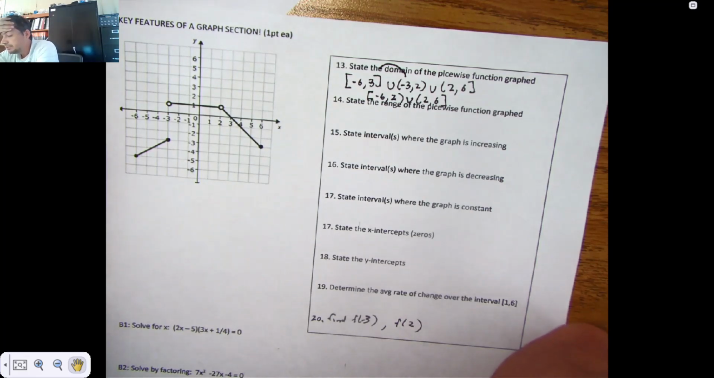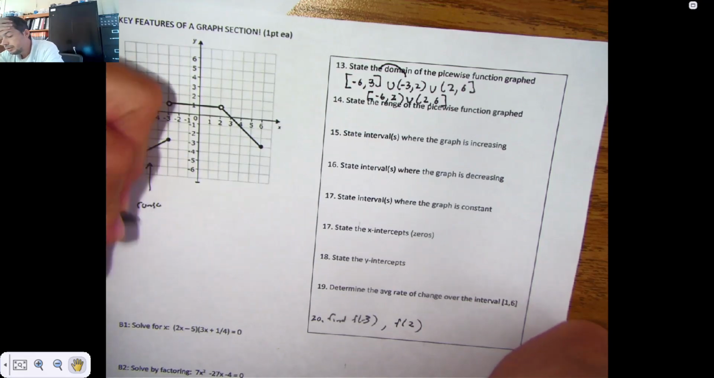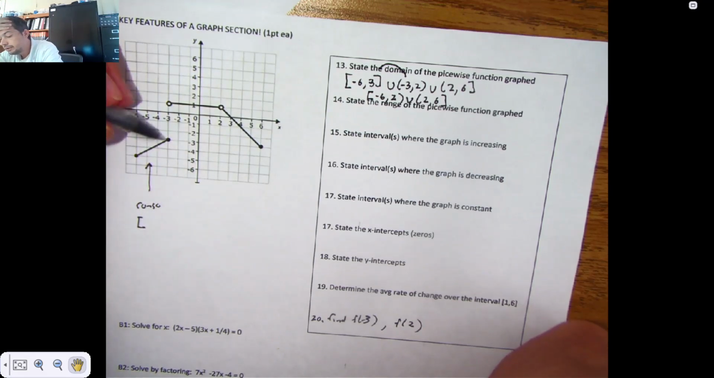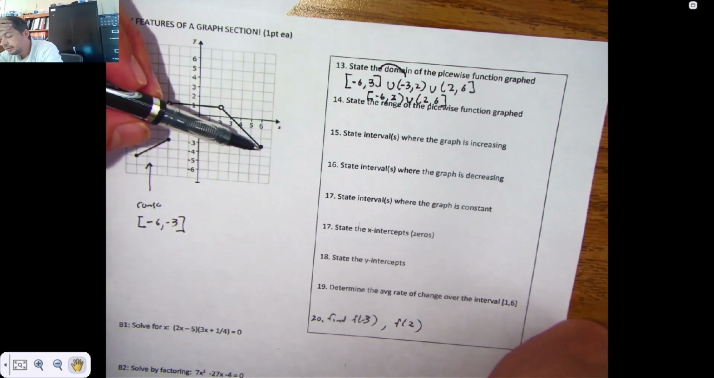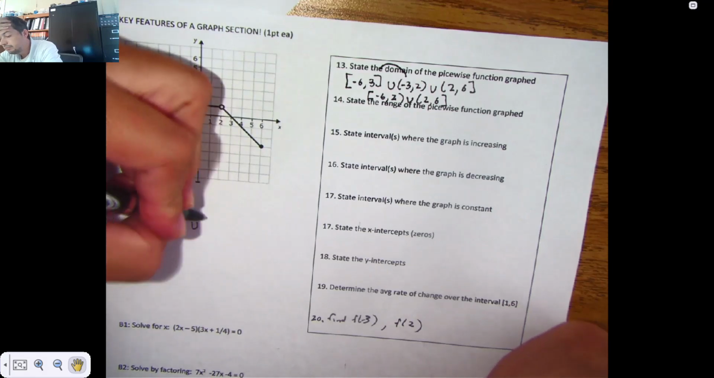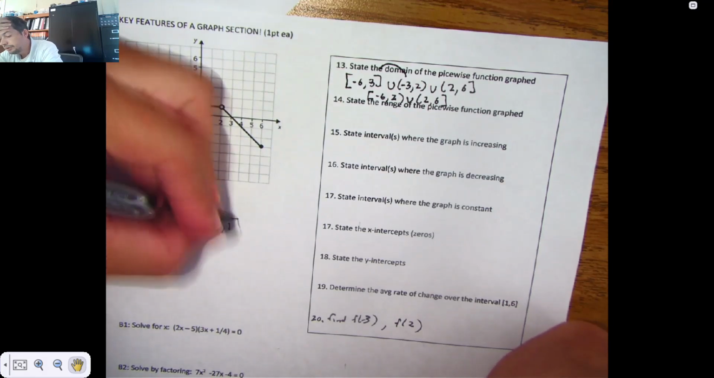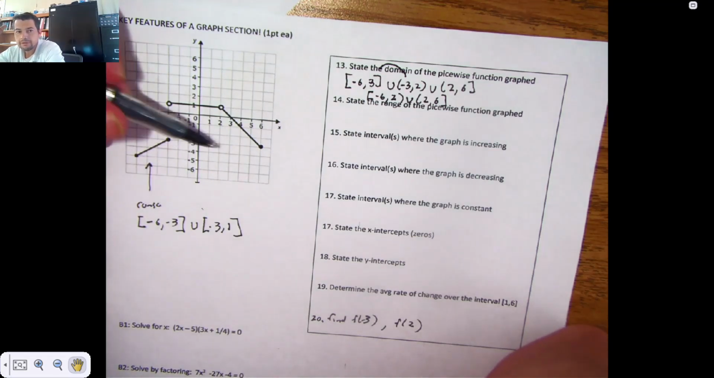All right, 14. Find the range of the piecewise function. So this is kind of interesting. You know, this piece right here has a range of -5 to -3. Then you got this piece right here, which goes from -3 all the way to 1. Those can be put together because there's no overlap. See the brackets? I mean, there's no gap. There's no absence of a y value.